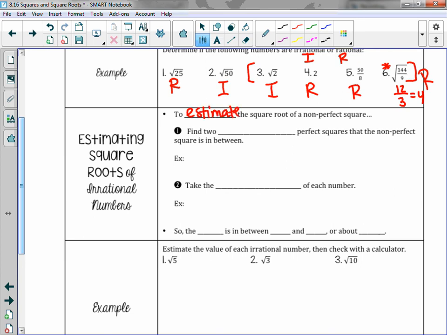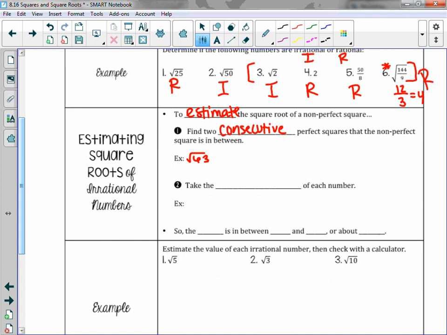the square root of a non-perfect square, find two consecutive perfect squares. Anybody know what consecutive means? Twice in a row. Back to back. 3, 4 are consecutive numbers. 5, 6, 7 are consecutive numbers. So let's take that square root of 63 that we just talked about. We estimated it at about 7.9, right?